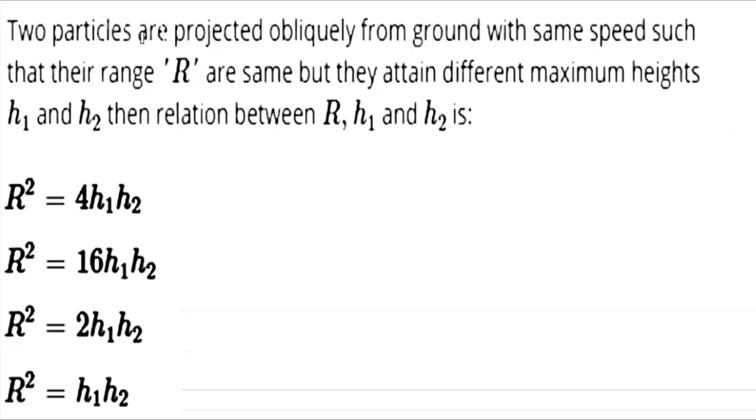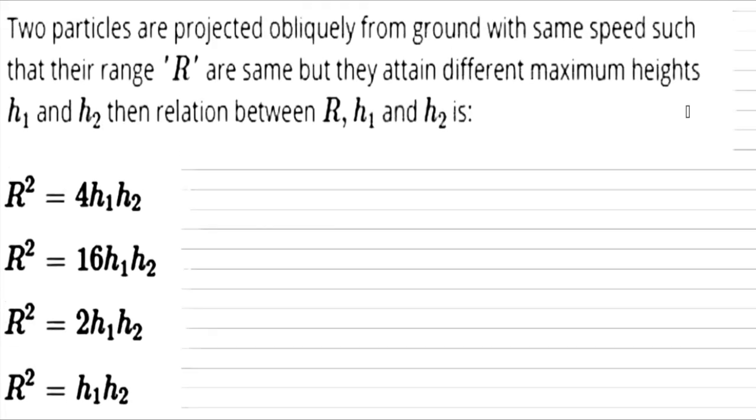Hello everyone. Two particles are projected obliquely from the ground with the same speed, such that their ranges are the same but they attain different maximum heights h1 and h2. Then what is the relation between R, h1 and h2? So it is given that the two particles have the same range and the speed is also the same, right?